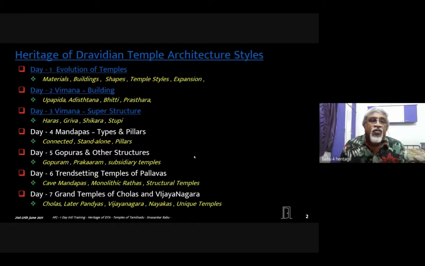There, we have seen from the bottom Upapeda, Adhisthana, Itti, and Prastara, the 4 parts. Primarily, this is the pedestal, foundation, and the wall portion and the roof portion. Today, we are going to see the superstructure part of it, that is the content above the Prastara, like the Haras, Griva, Shikara, and Stupi.